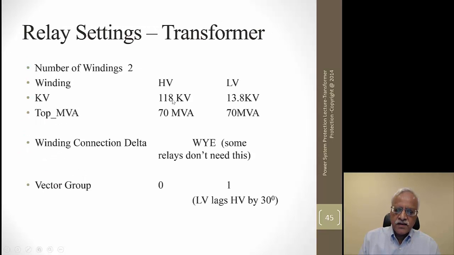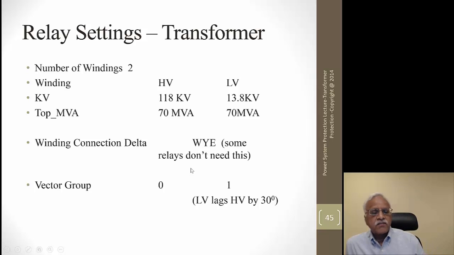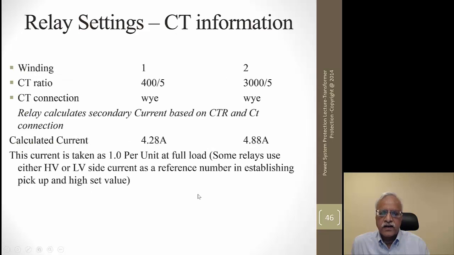So we'll go through the same calculations here. 70 MVA windings are connected in delta and Y here. And then the vector group is 0 and 1. This is shifted here. It is actually delta on the high voltage and Y on the low voltage. Some relays don't even need this. They automatically take care of this by not using the zero sequence current. And then you know that the low voltage side lags the high voltage. That's why we selected vector group of 1 on the low side.